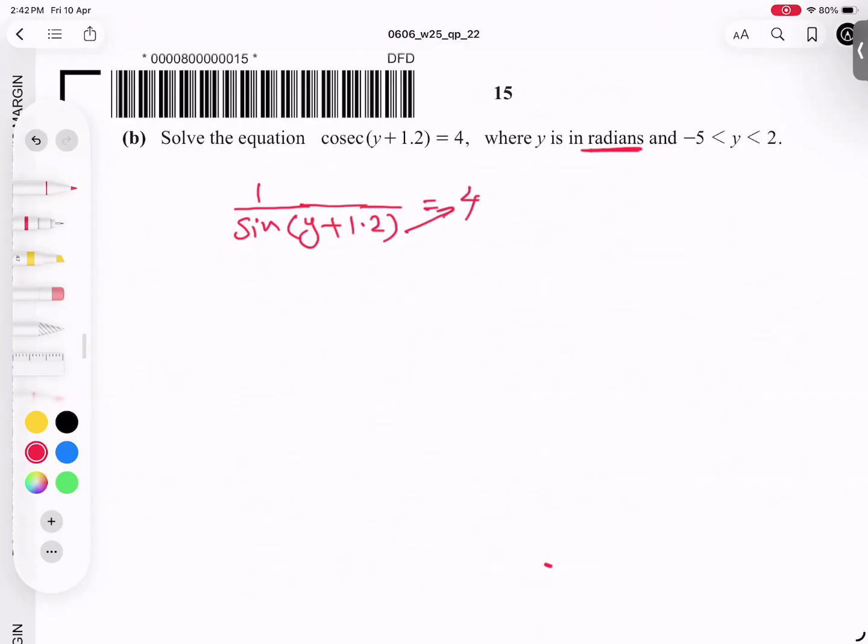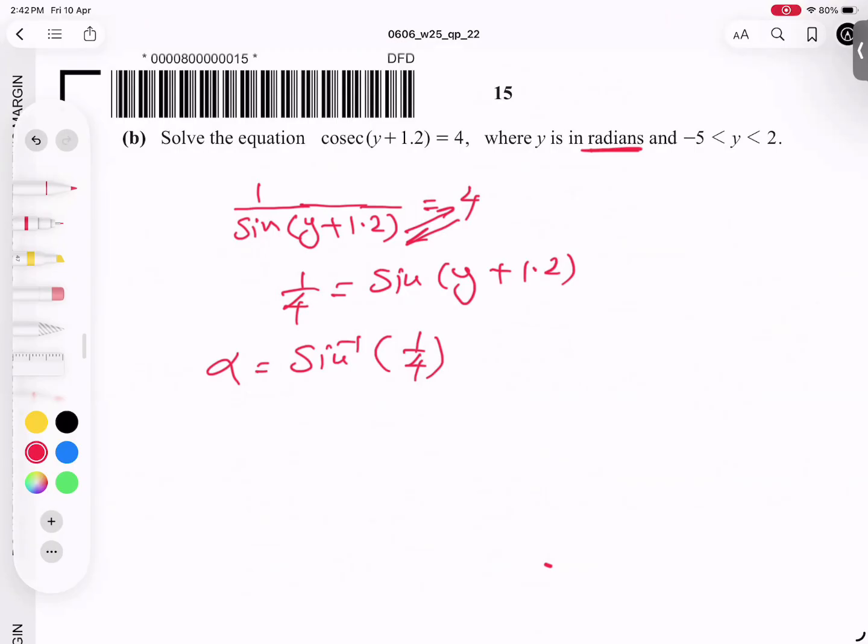Okay, cross multiply, it comes down. So 1 by 4 equals sine of (y plus 1.2). Basically, I'm giving this the name alpha. So alpha is equal to sine inverse of 1 over 4. And when I take sine inverse of 1 over 4, it is giving me the answer in radians. Sine is positive here and here. My answer is 0.253. Sorry to say, this is sine positive, not tan positive. So this is here, 0.253.